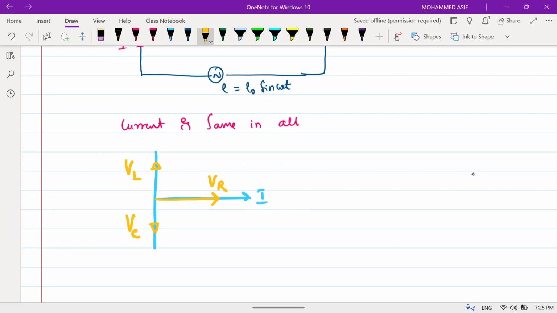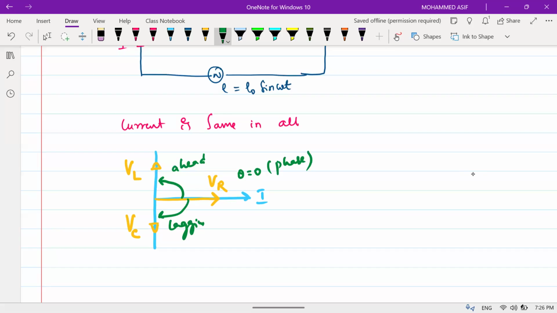Blindly remember this: whenever the current is passing through a resistor, the EMF of the resistor is parallel to the current. Through an inductor, the EMF of the inductor is 90 degrees ahead of the current. Through a capacitor, the potential of the capacitor is 90 degrees lagging with respect to the current. If it goes like this, it is ahead. If it goes like this, it is lagging. If there is no angle, theta equals 0, it is in phase. Am I clear?